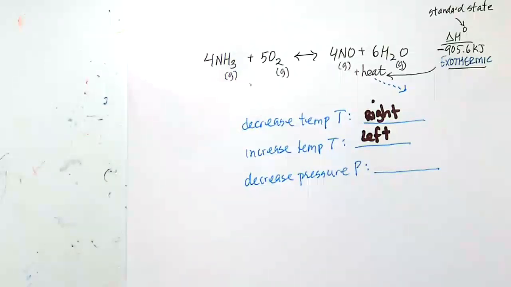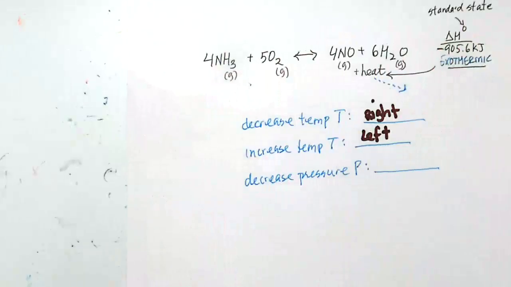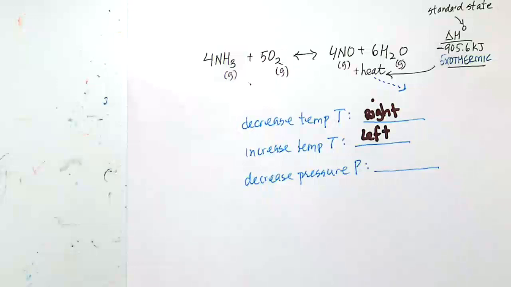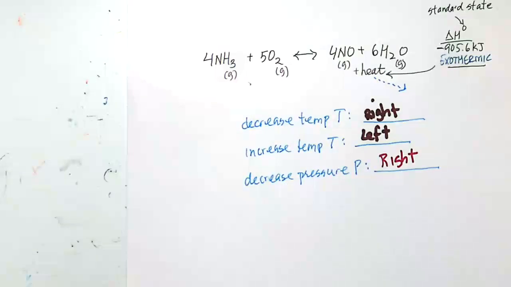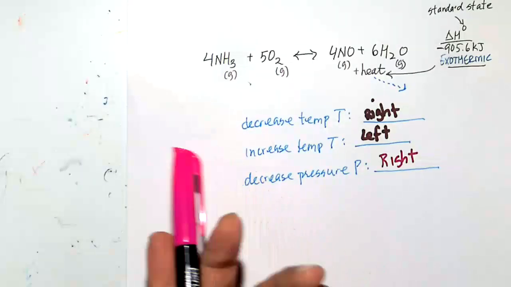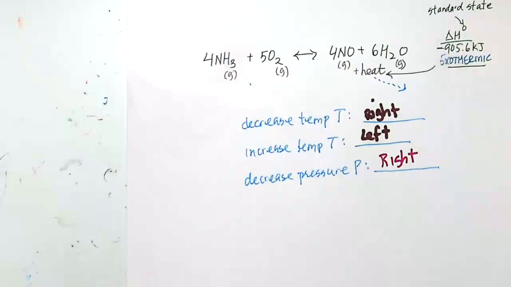Will it go to the side that has more pressure or less pressure? If you decrease the pressure, it will go to the side that has more pressure. So which has more pressure? The one that has 9 moles of gas or 10 moles of gas? 10. So this will go to the right. It's going to go to the opposite of whatever you do to it. Decreasing the pressure is the same thing as increasing the volume, so it's going to go to the more concentrated side.